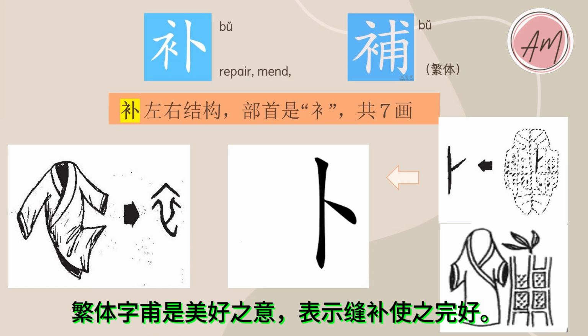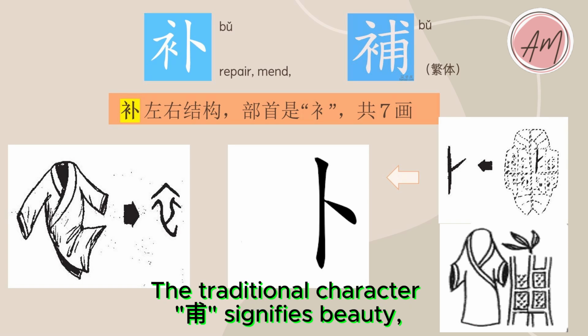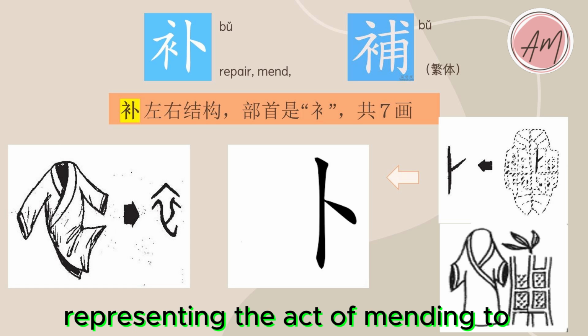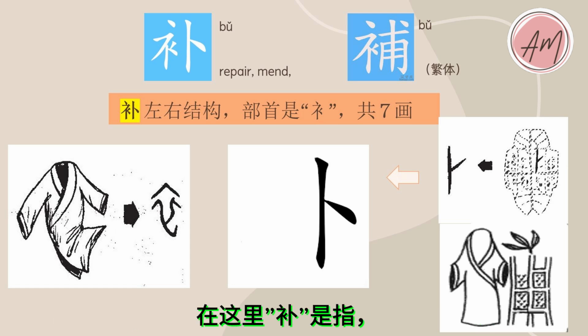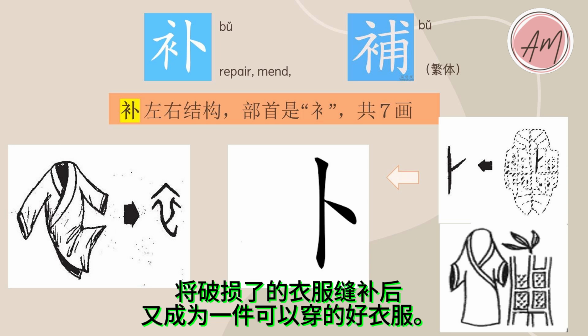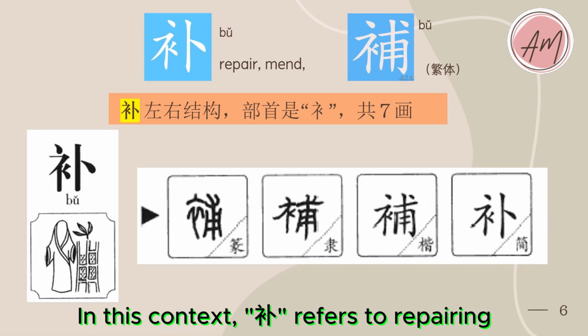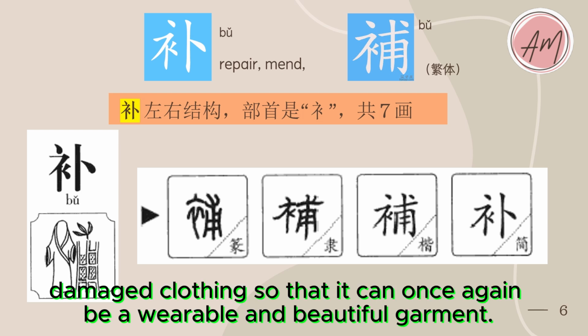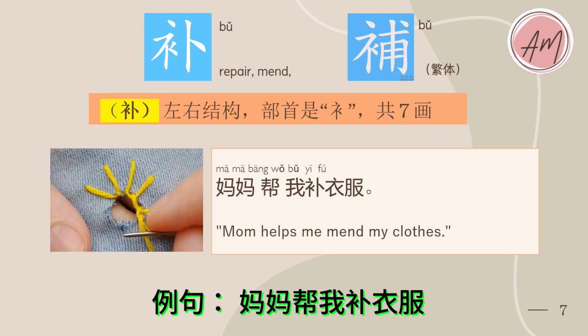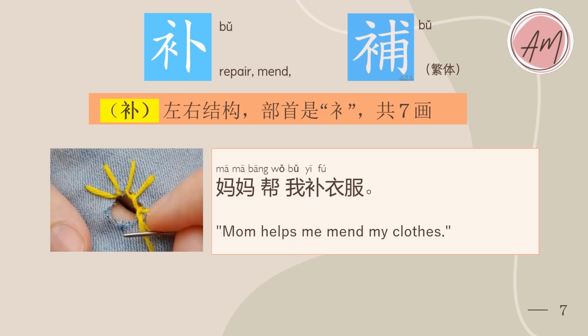繁体字符是美好之意，表示缝补使之完好。 The traditional character signifies beauty, representing the act of mending to restore something to its original condition. 符在这里不是指将破损了的衣服缝补后又成为一件可以穿的好衣服。 In this context, 补 refers to repairing damaged clothing so that it can once again be a wearable and beautiful garment. 例句：妈妈帮我补衣服。 Did you get it?